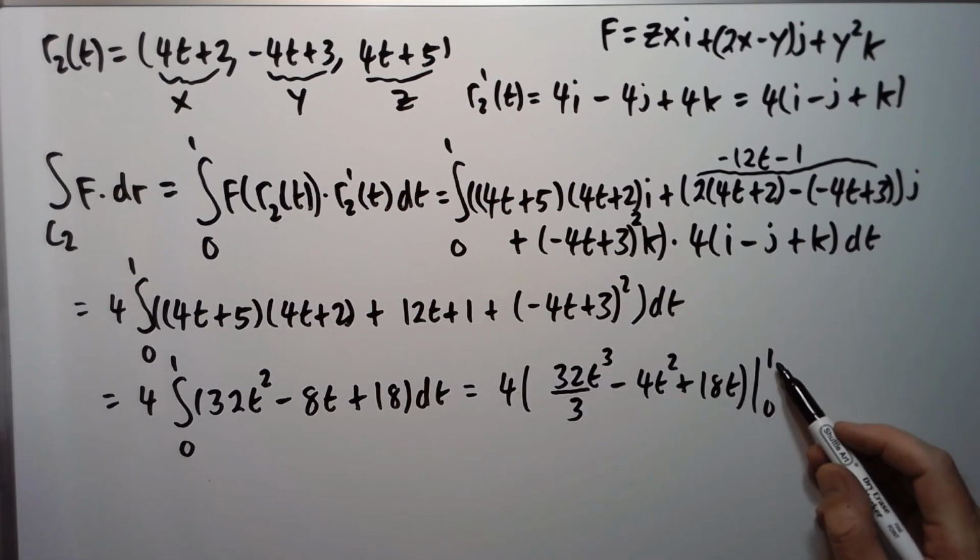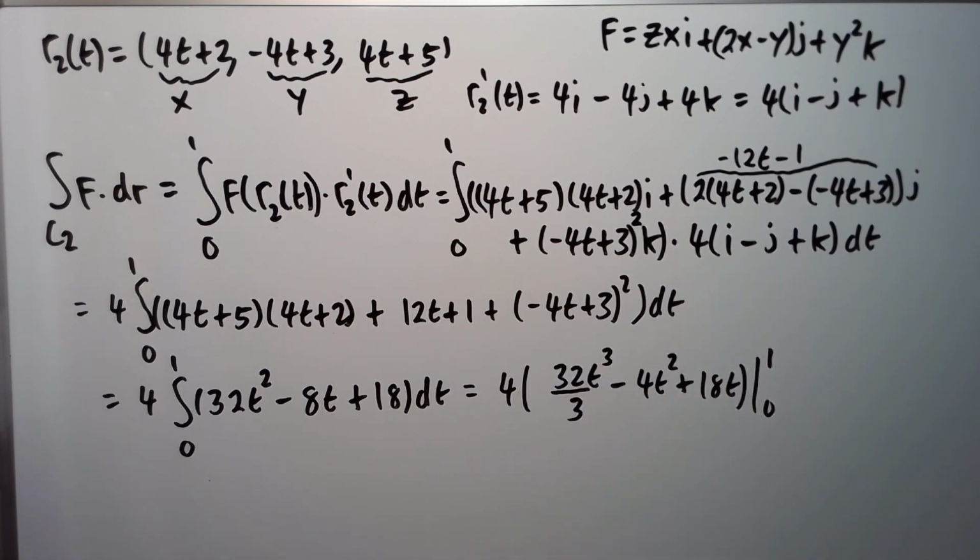So I get this, and you're just going to put 1 in place of t and work it out. I'll just give you the final answer so that you can check the work. It should be 296 over 3. Okay, so we're done with C2 now. Let's go on to C3. So 2 more to go, C3 and C4. Let's do C3 next.